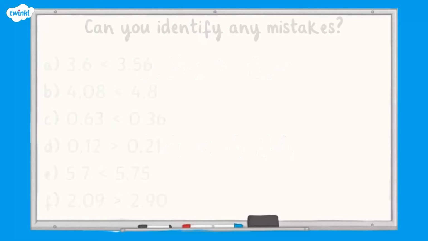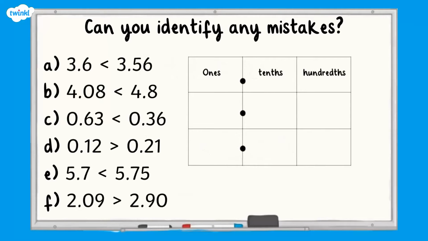6.84. Can you identify the mistakes that have been made? Pause here and have a go. Did you find all the mistakes?